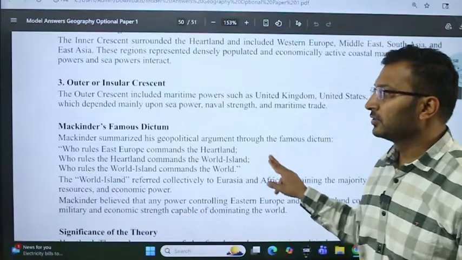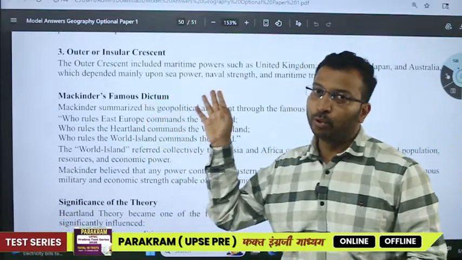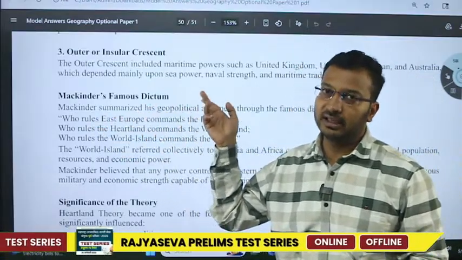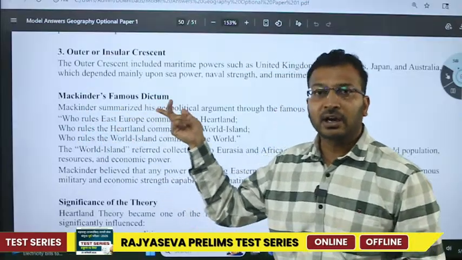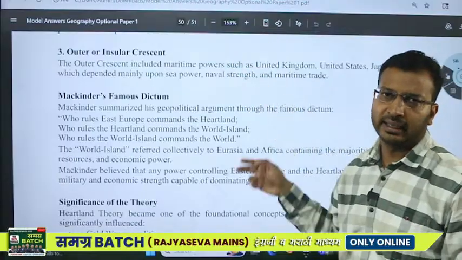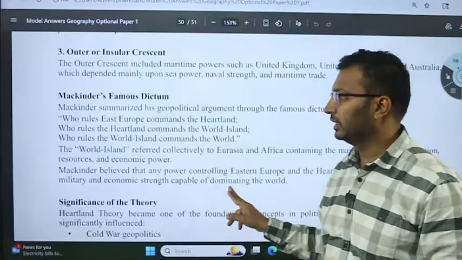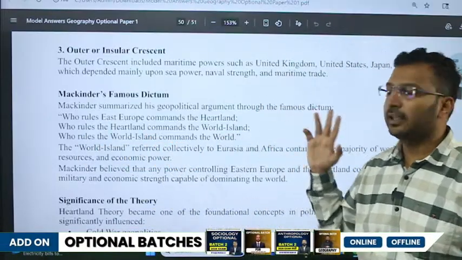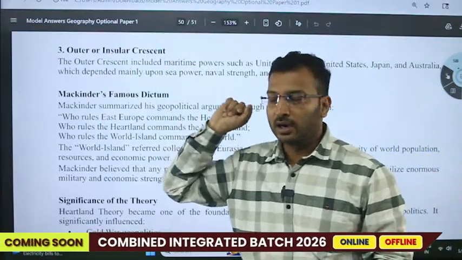Then Mackinder's famous dictum: who rules East Europe will rule the heartland. Who rules East Europe commands the heartland, and who commands the heartland will command the world island. So he talked about the outer crescent as the world island. So in the world island, Africa came in, the southern tip of Asia and so on. And who rules the world island will rule the world. So the famous dictum of Mackinder, do not forget to put it in your answer.